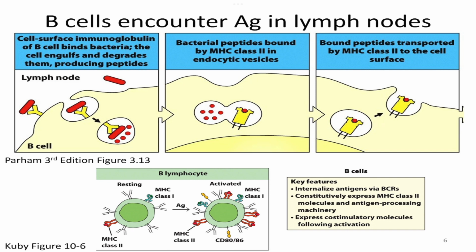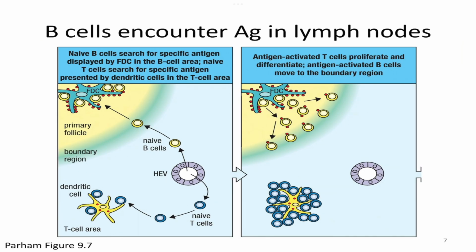And that antigen will get degraded and presented on class 2. And so you can see all of that here. That B cell will start to be activated. And so you can see that when it's activated, it will internalize its antigens. It will start expressing MHC class 2, as well as some other cell surface proteins. And so you can see another view of this part of the process happening here.